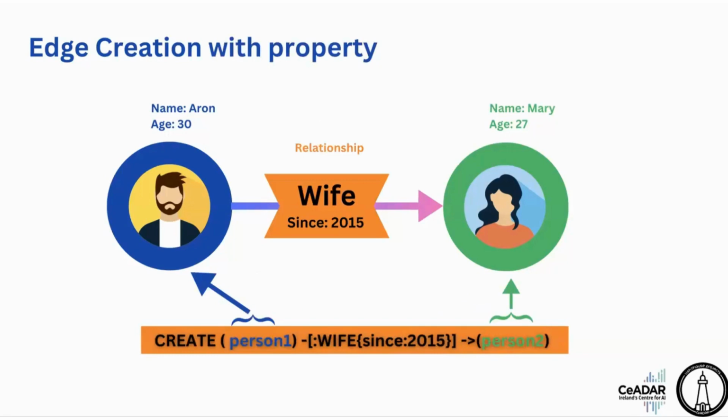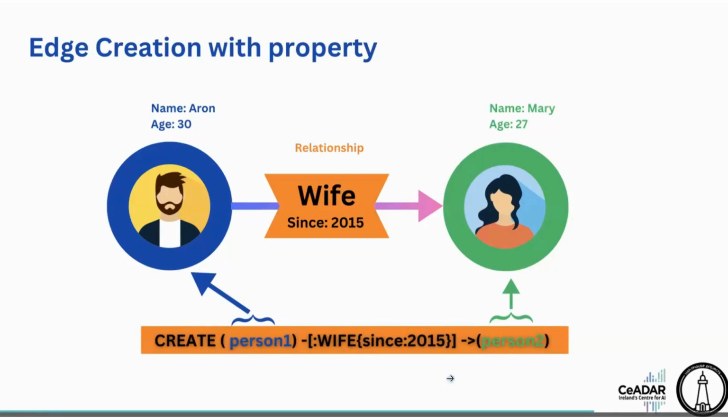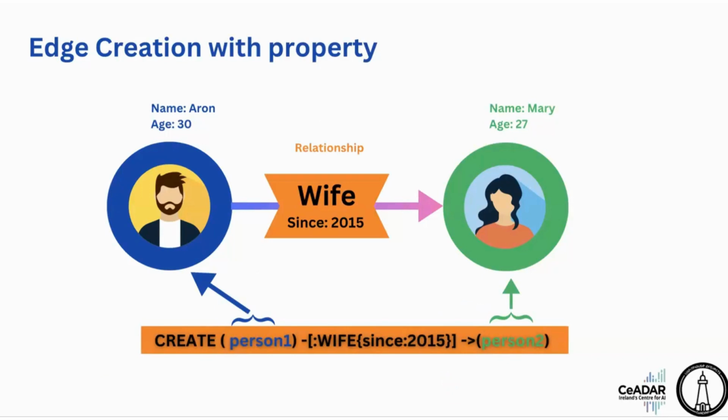Also, we can have properties on the relationship. Here, wife is the relationship, and we need to ask when did they marry? So we have written since 2015, Aaron married Mary. Here we have kept wife with since 2015. Likewise, we can add many more properties, like their places and much more. That's how these are the basic building blocks of a node and an edge.